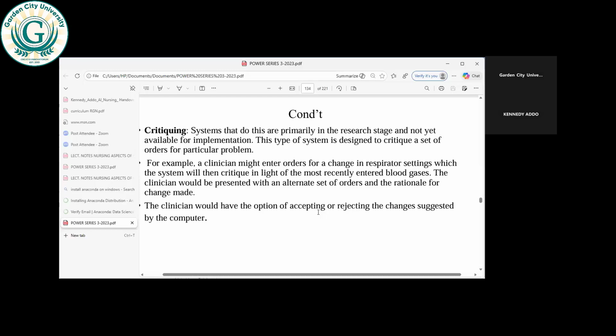This type of system is designed to critique a set of orders for a particular problem. For example, a clinician might enter orders for a change in respirator settings, which the system will then critique in light of the most recently entered blood gases. The clinician will be presented with an alternate set of orders and the rationale for the change made. The clinician will have the option of accepting or rejecting the changes suggested by the computer. Now, I will also have to pause here. Critiquing system, meaning that it is not going to be too judgmental.